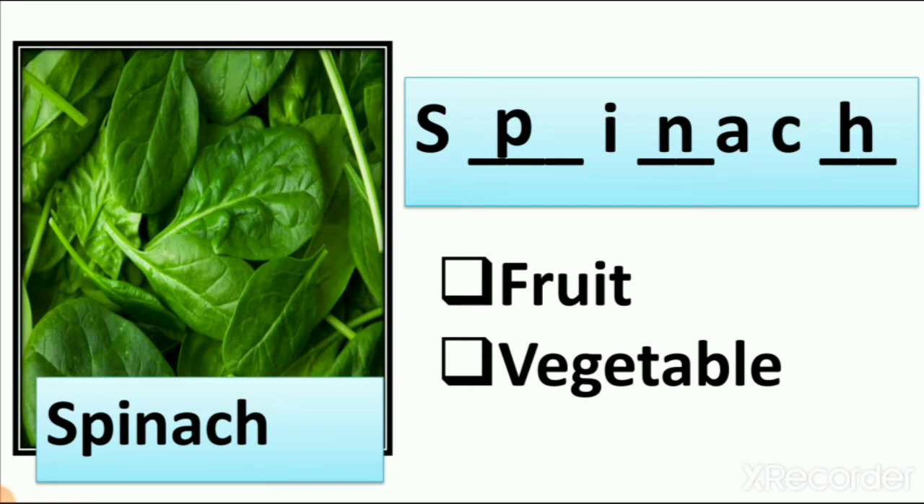Spinach. So is spinach a fruit or a vegetable? When we eat spinach in our food, when we make a dish of spinach, is that a fruit or a vegetable? Is that a fruit? No. So spinach is a vegetable we eat. So here you have to write the spelling of spinach in your book, and it is a vegetable. Let's check which is the next one.